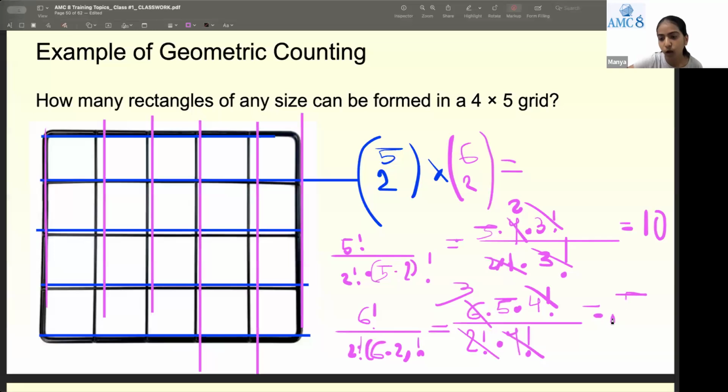And all we have to do is multiply 5 choose 2, which is equal to 10, times 6 choose 2, which is equal to 15. So 10 times 15 is equal to 150. Therefore, there's 150 rectangles of all sizes which can be formed on a 4x5 grid. If we try to draw all of the 150 rectangles on this 4x5 grid, we would most likely mess up. So this is just a simpler way to find all of the rectangles here.